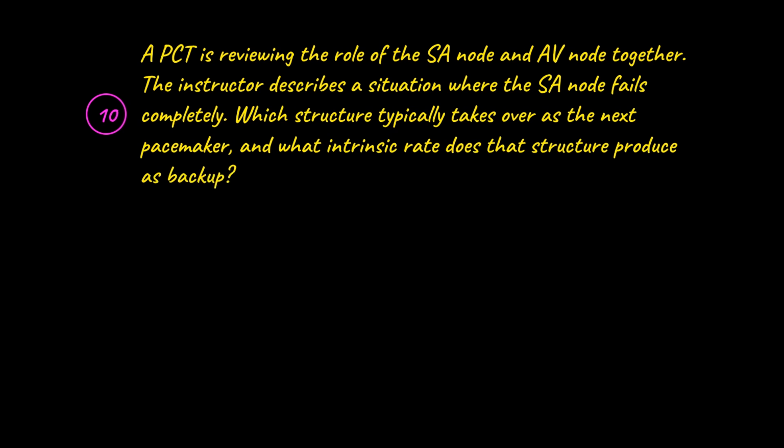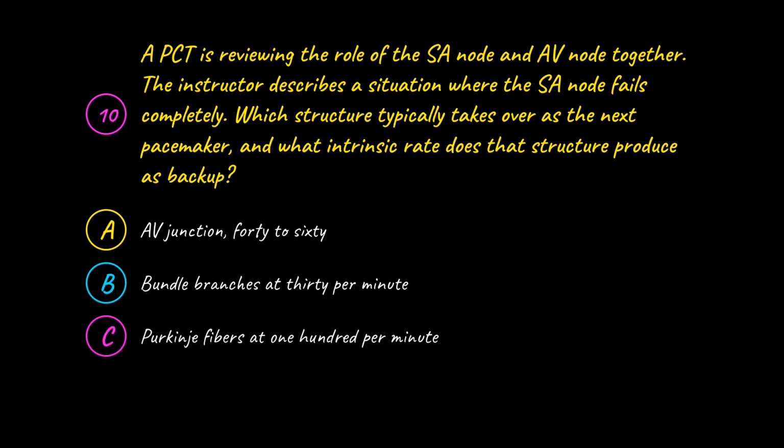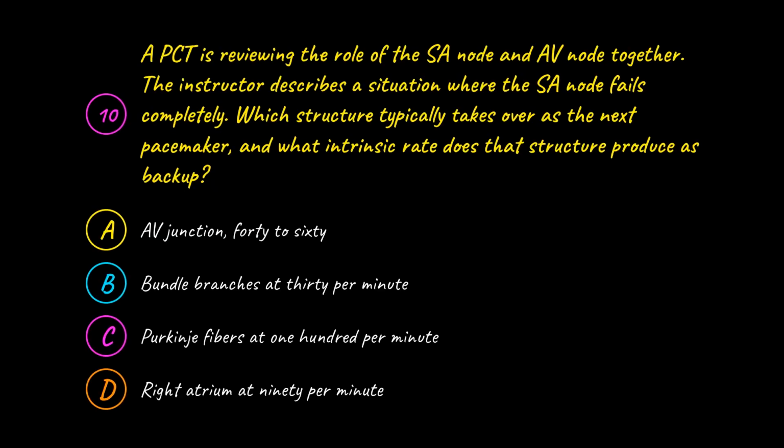Your options are A. AV junction, 40 to 60, B. Bundle branches at 30 per minute, C. Purkinje fibers at 100 per minute, D. Right atrium at 90 per minute. Take a second. Which answer would you pick?